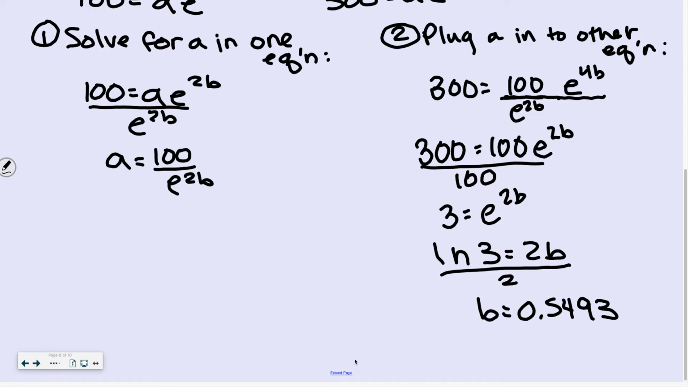Now that you know what B is, what can you do? I can find A, right? We said we could know A if only we knew what B was. Well, now we know B. So step 3, find A.